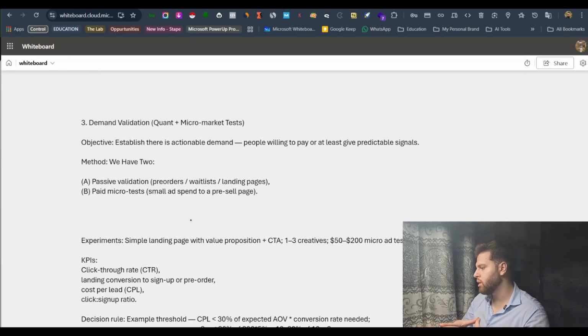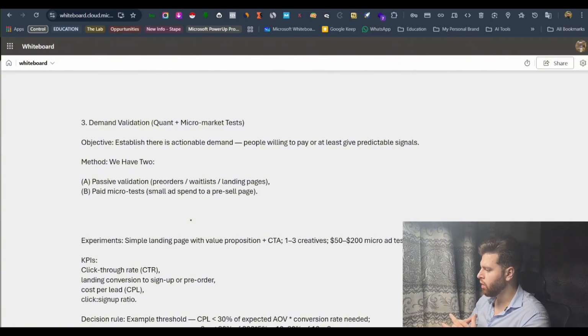Like you can maybe run ads on Meta where you can do pre-orders or wait lists or landing pages, and also you can do it organically if you have a good following base, or actually you can use both. You can use paid in both, but we listed paid here alone, so you can use paid microtests, small ad spend to pre-sell page.